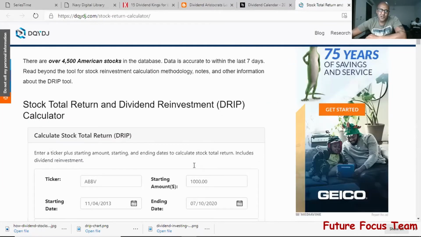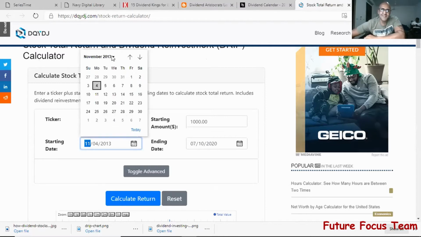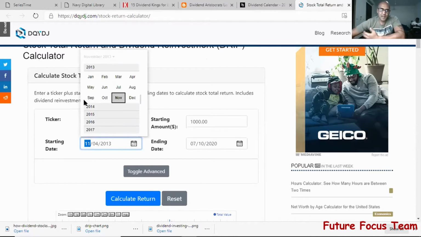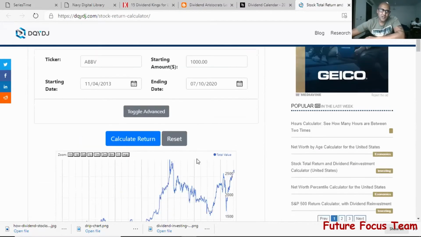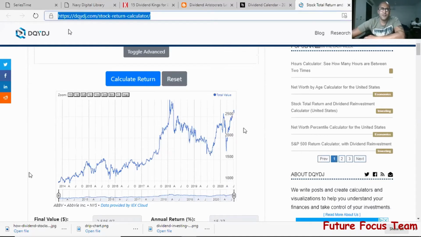This is another one that you could use if you were investing in a stock that had a dividend. This one you could do historical. So you could go back in time and see if you had invested for a certain amount of time. This is another good tool, but it's like reverse, looking at history, not really looking at the future.